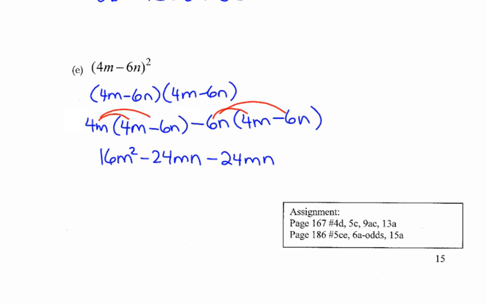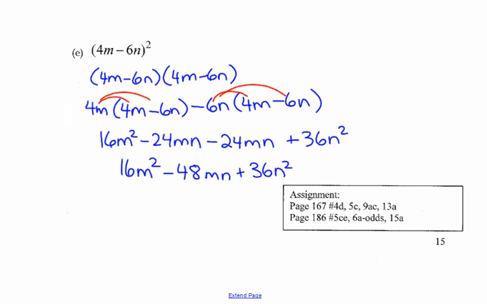And last, negative 6n times negative 6n. Well, two negatives equal positive. 6 times 6 is 36. N times n gives us n squared. And so collecting our like terms, if you had 16m squared minus 48mn plus 36n squared, you got it right. There it is. Okay, so here's our homework for this assignment. And you're welcome to use the algebra tiles to help you through it, or a chart, or distributive law. And yeah, there you go.